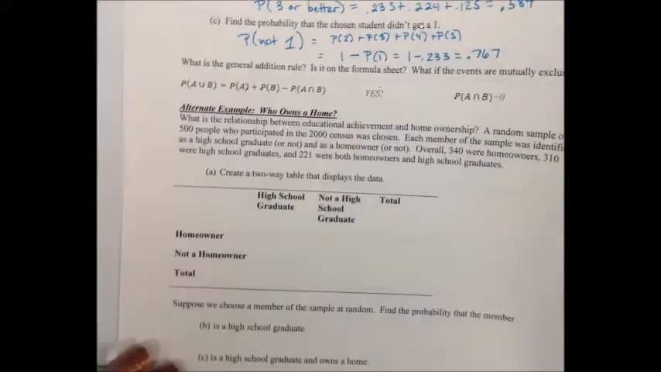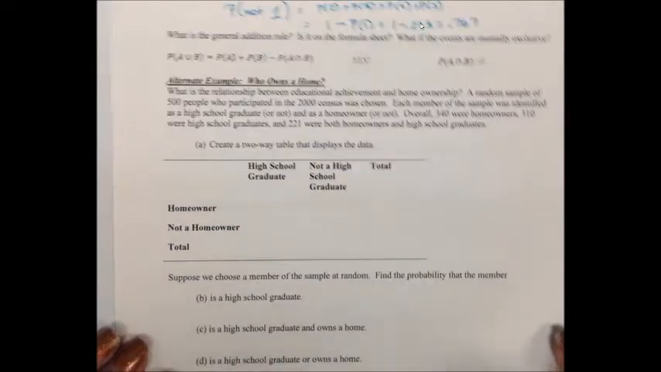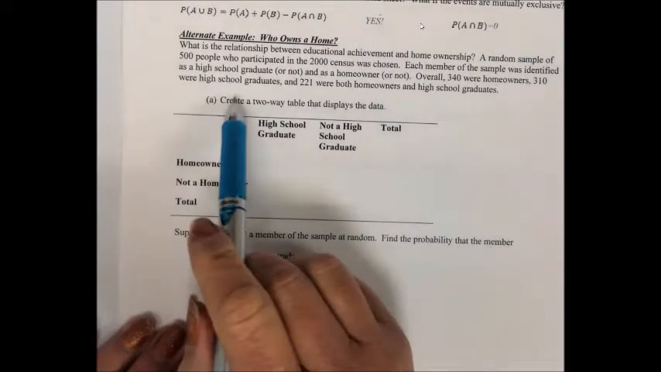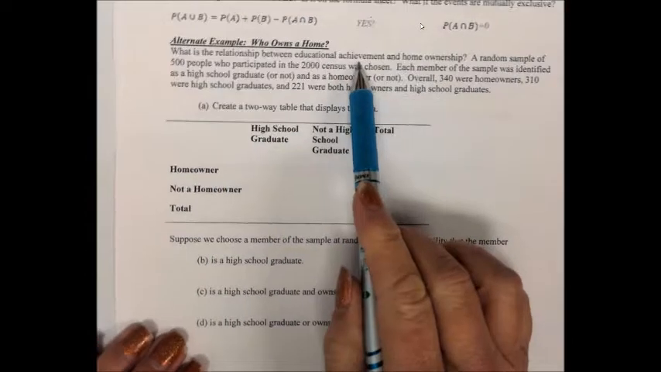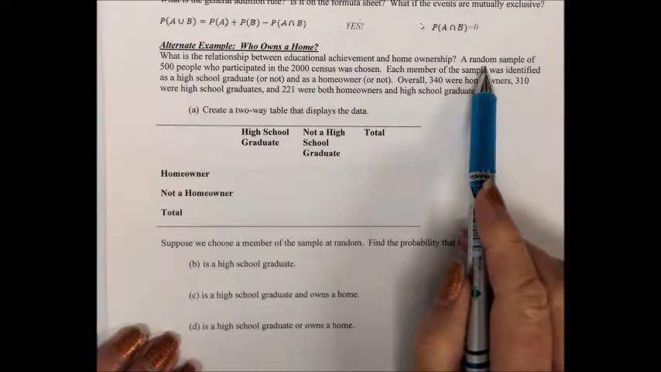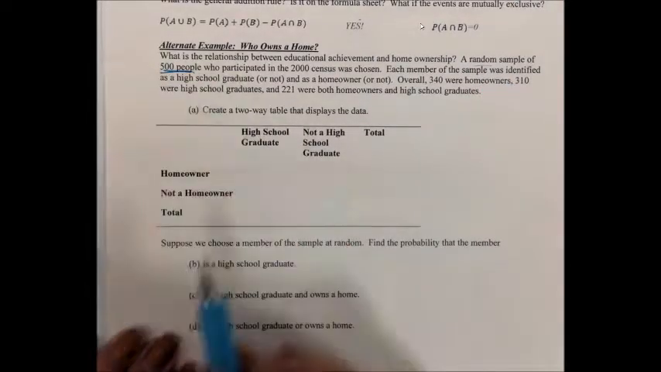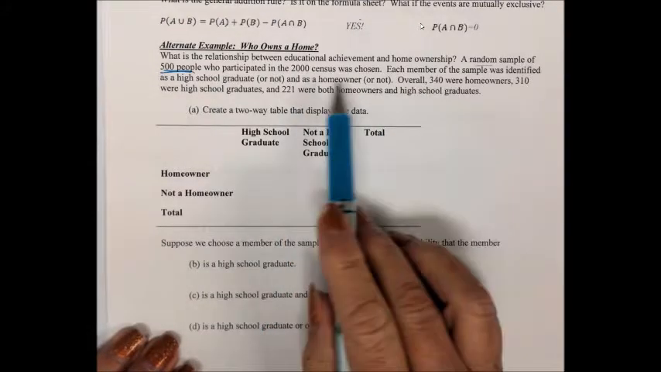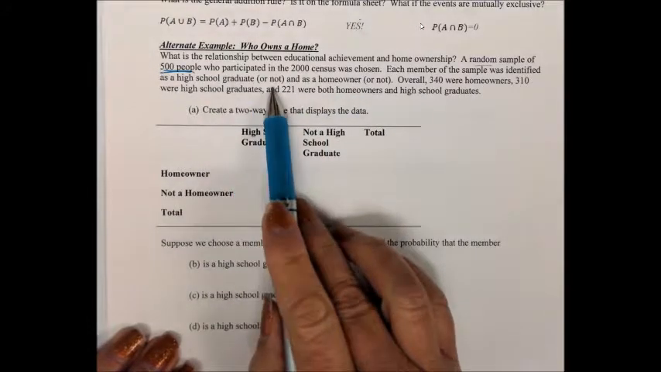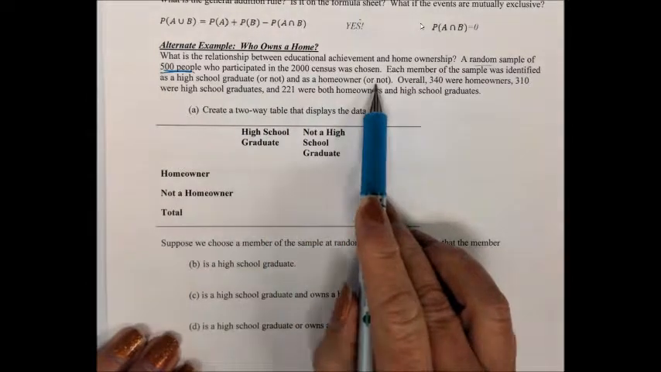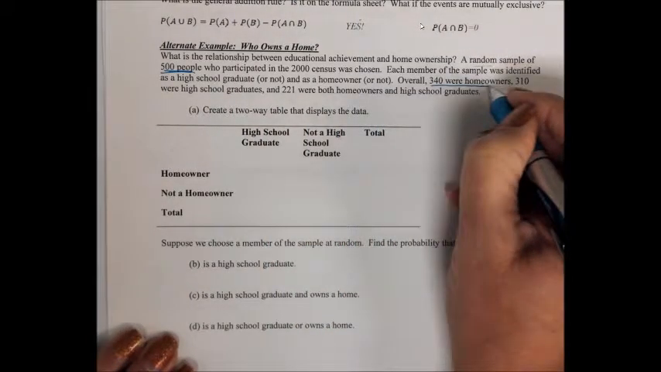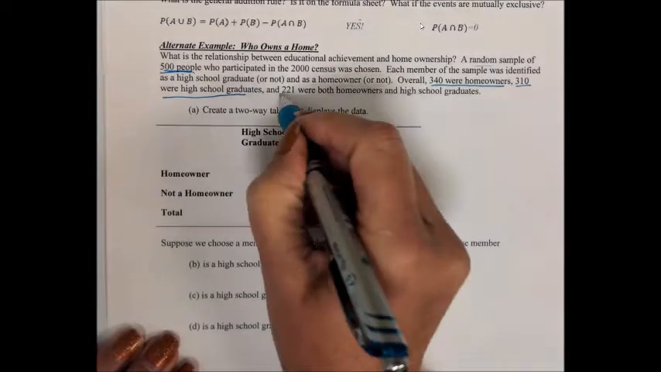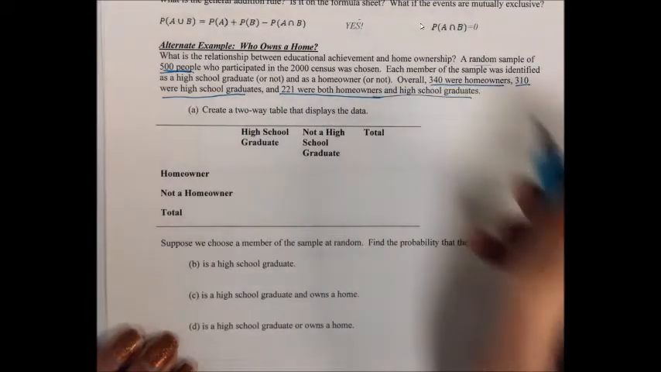Okay, so now we're going to do a two-way table. What is the relationship between educational achievement and home ownership? They took a random sample of 500 people who participated in the 2000 census. Each member was identified either as a high school graduate or not, and either as a homeowner or not. Overall, 340 were homeowners, 310 were high school graduates, and 221 were both.